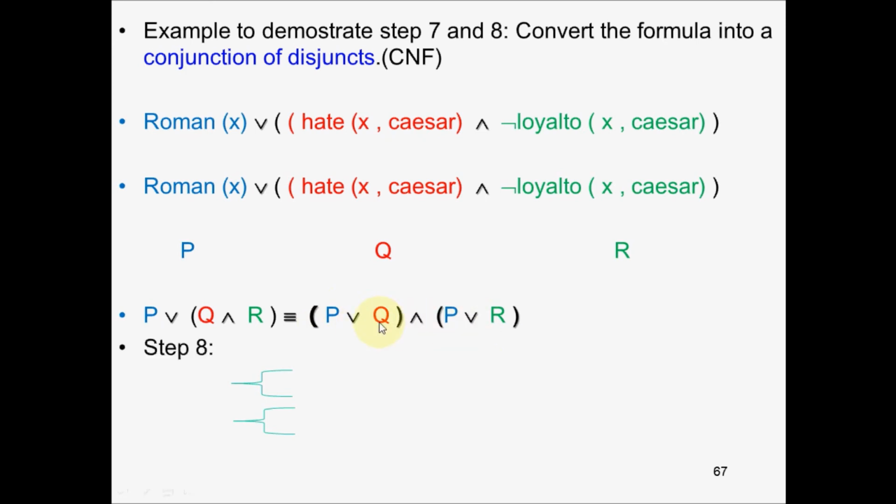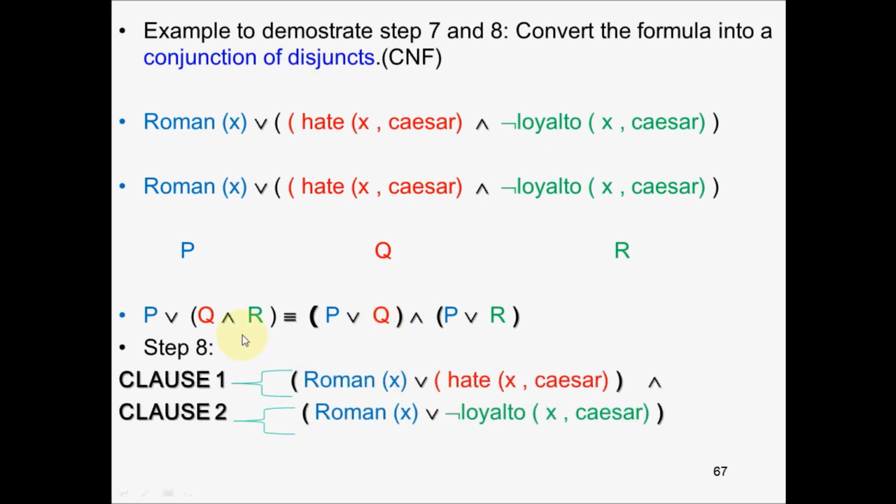Fine. So step 8, you are going to get these clauses. What I have done is replace wherever P is there with Roman, wherever Q is there with this red color thing, and wherever R is there with not loyal to. So the first clause that you are going to obtain is this, and the second clause is this. What you are doing in step 8 is considering this one as a separate clause or separate sentence, and this one as a separate clause or separate sentence. That is it.